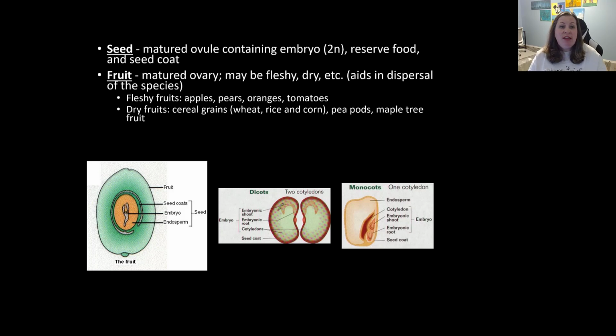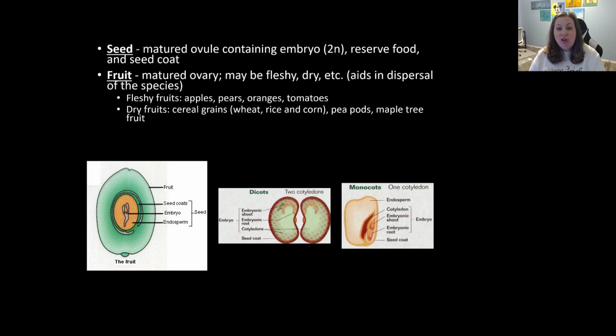So fleshy fruits are things like apples, pears, oranges, tomatoes. Dry fruits are going to be more of your cereal grains like wheat, rice, and corn, as well as like pea pods and then maple tree type fruit. Okay, so these are just some examples. And so if you'll take a look, you can see that the seed is inside of the fruit in this first picture. And then we have what we call the dicots and the monocots. These are the two different types of classes we were talking about here.